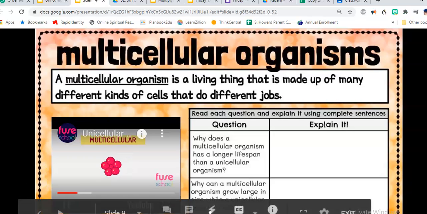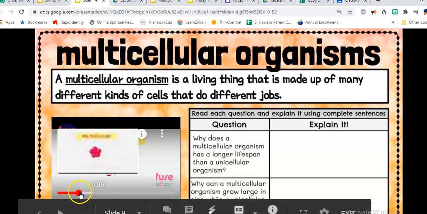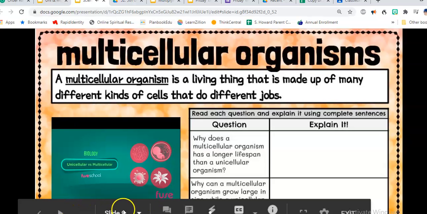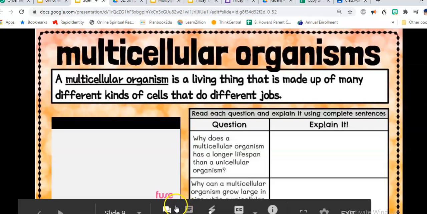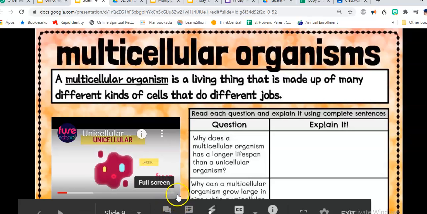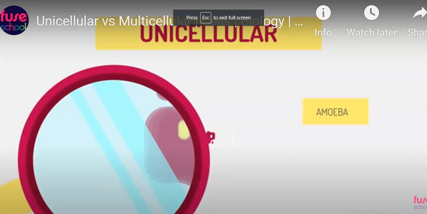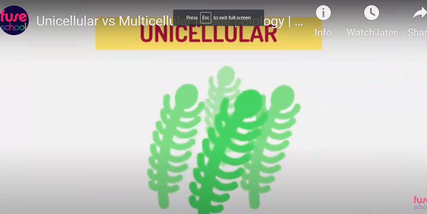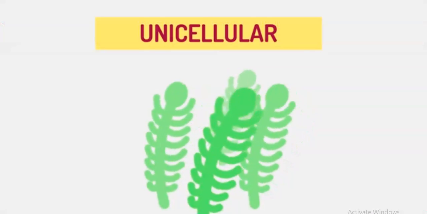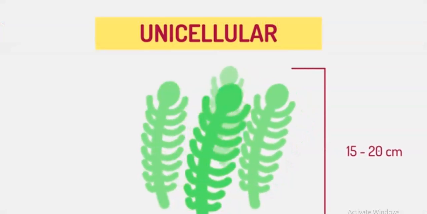Multicellular. They consist of multiple cells and are more complex. Did you know that some organisms exist of just one cell? These simple organisms, like amoeba, are unicellular. They depend on simple diffusion for life. They're usually too small to be visible with the naked eye, like bacteria, and so we need a microscope to see them. But there are some unicellular algae that are about 15 to 20 centimeters in size.